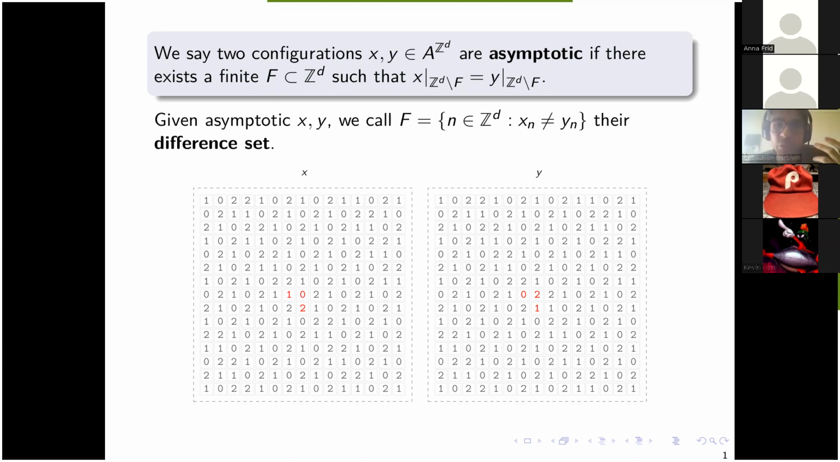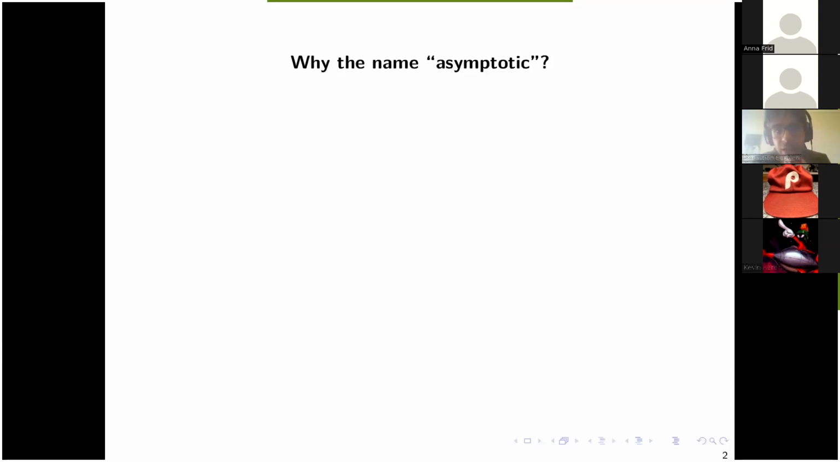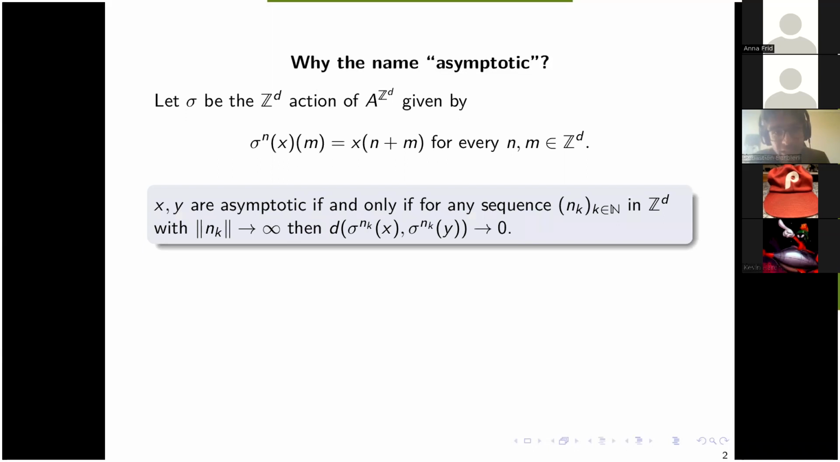Now, I want to answer some question that might have come to you. Why am I calling these things asymptotic? There's a reason why they are called asymptotic. It comes from dynamics. I'm not really a word combinatorics type of guy. I'm more an ergodic theory and group theory guy. So I feel the need to answer why I am calling this notion asymptotic.